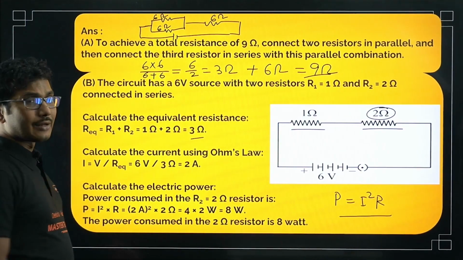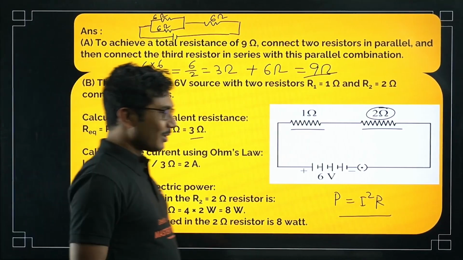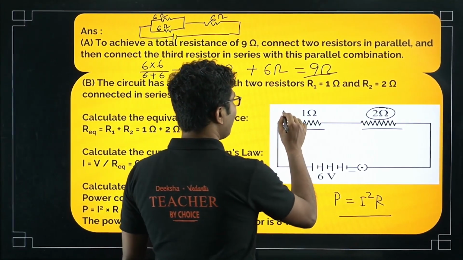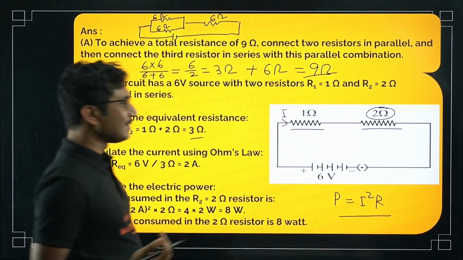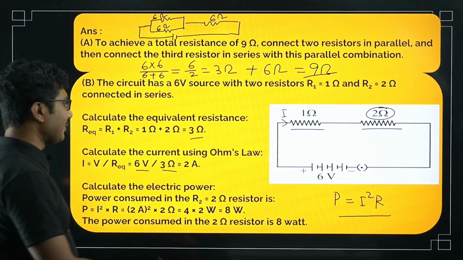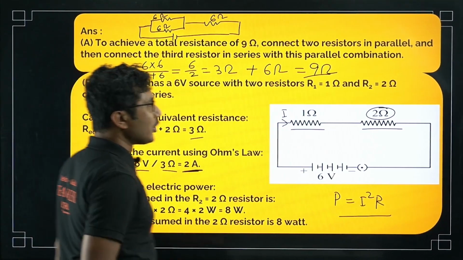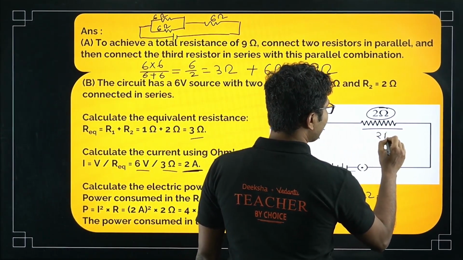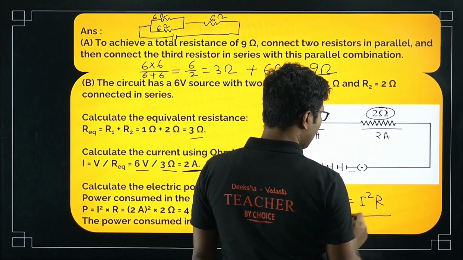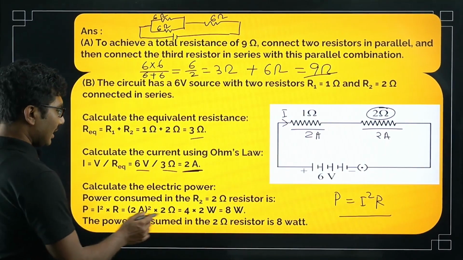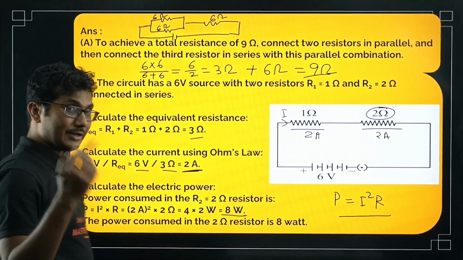So first you have to calculate the current I in the circuit. How to do that? Current in the circuit is very simple: voltage divided by equivalent resistance, that is 2 ampere. So 2 ampere current is flowing through each of the resistors. So what is the power consumed by this? 2 square into 2, that is 8 watt. Unit is very, very important.